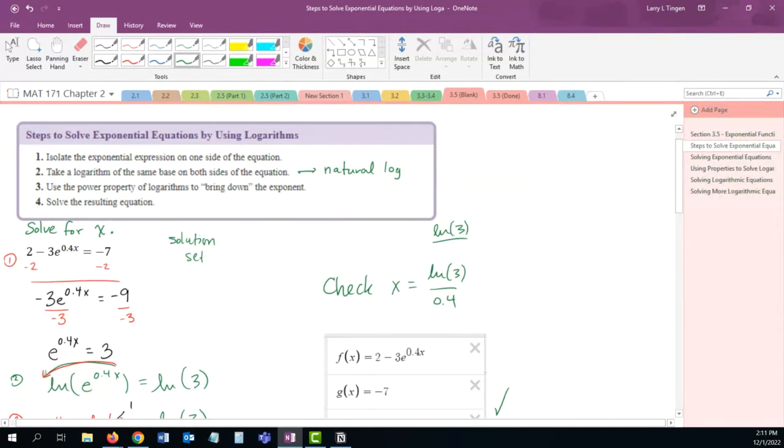My solution set contains the natural log of 3 divided by 4/10. Again, leave it in its exact answer. Don't change it. Don't round it.